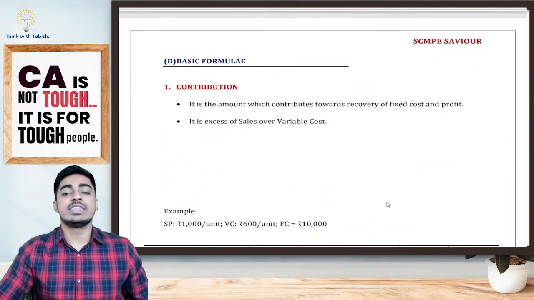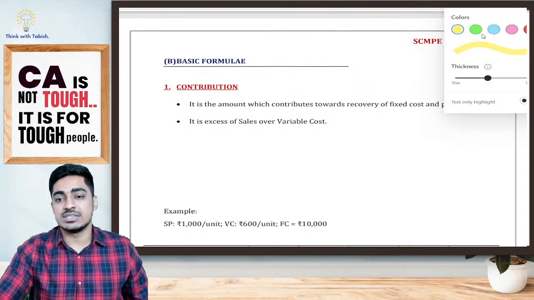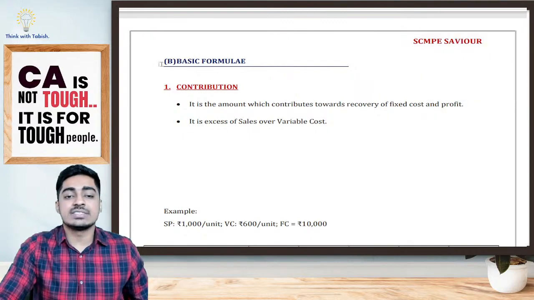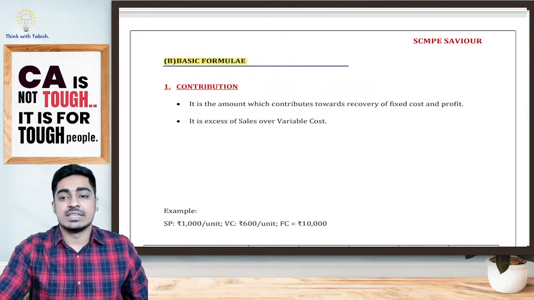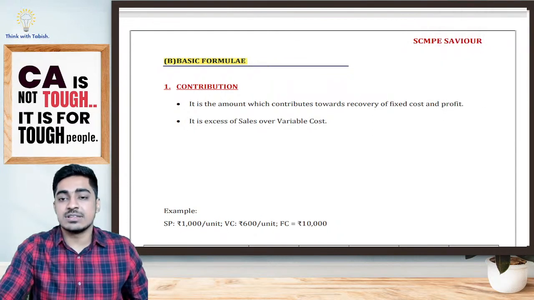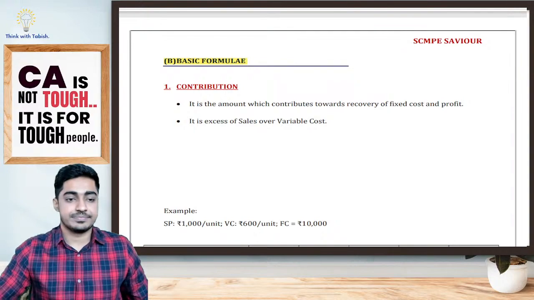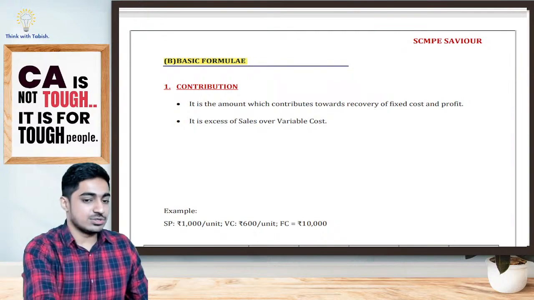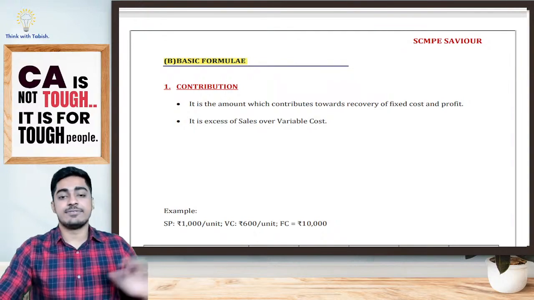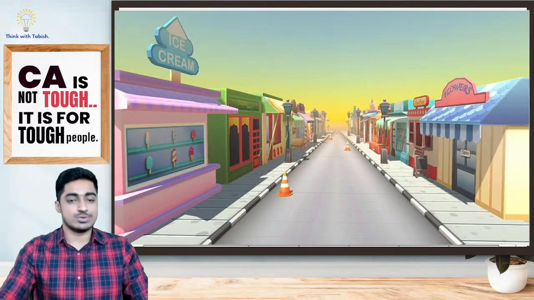Now we are going to look at the basic formulae of marginal costing. We would have already discussed this in CA Inter. They are relevant for CA Final as well. So let's quickly have a look at the basic formulas of marginal costing. Again, let us understand everything practically with the help of a few stories.